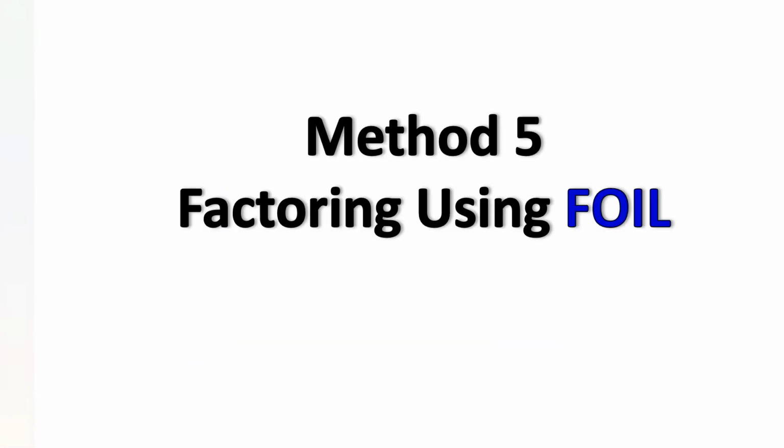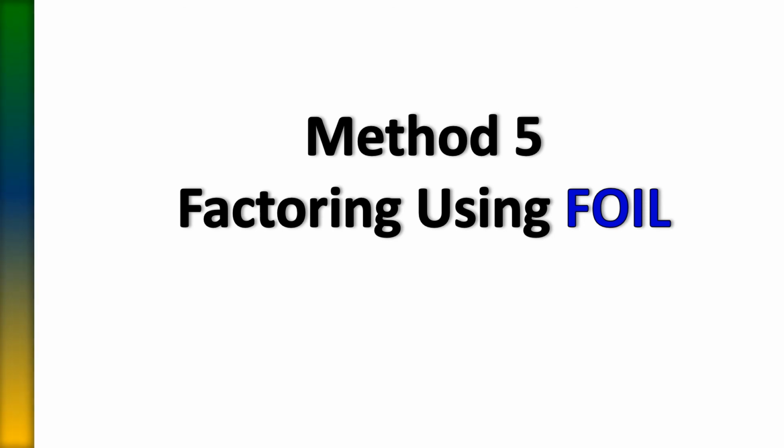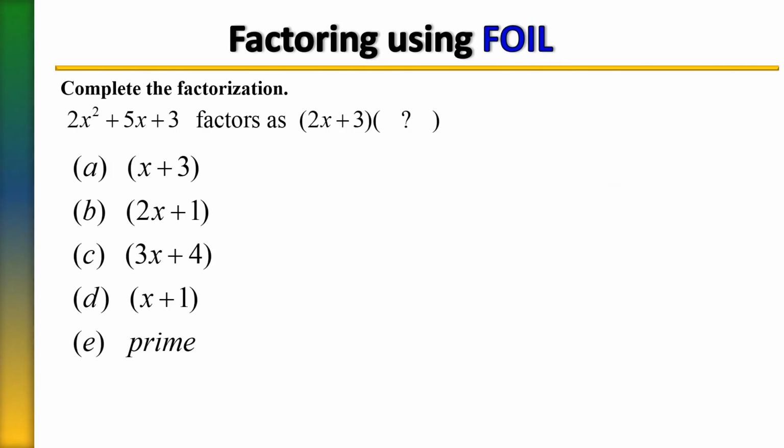The next method is factoring using FOIL, in other words, working backwards. In this problem, we're asked to complete the factorization. 2x squared plus 5x plus 3 factors as 2x plus 3 times what? Well, in order to find the other binomial, all we have to do is plug in one of the choices and use FOIL. And if it brings you back to your given trinomial of 2x squared plus 5x plus 3, then you know you have the correct pair of binomials.